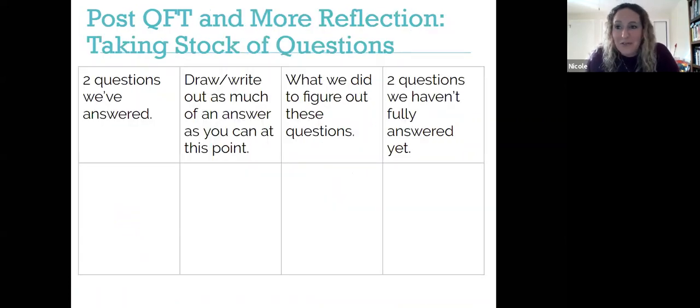And taking stock of questions in the middle of the phenomenon and at the end. This is just a simple chart I put together. What are two questions we've answered so far? Draw or write out as much of an answer as you can at this point. What did we do to figure these questions out? What sorts of activities did we do? What questions are we not at yet? Where do we have to go next? I think it's important to be doing this step maybe every three or four investigations, or whenever you feel like it's needed.